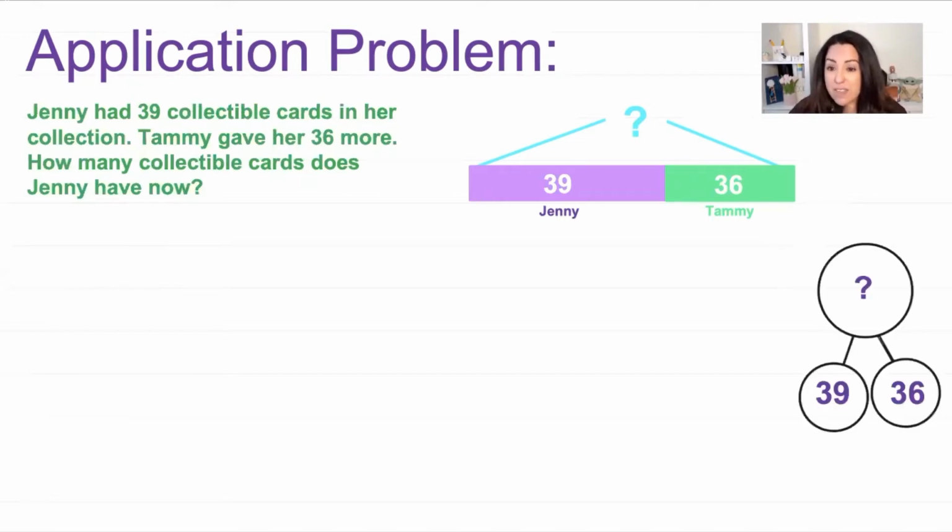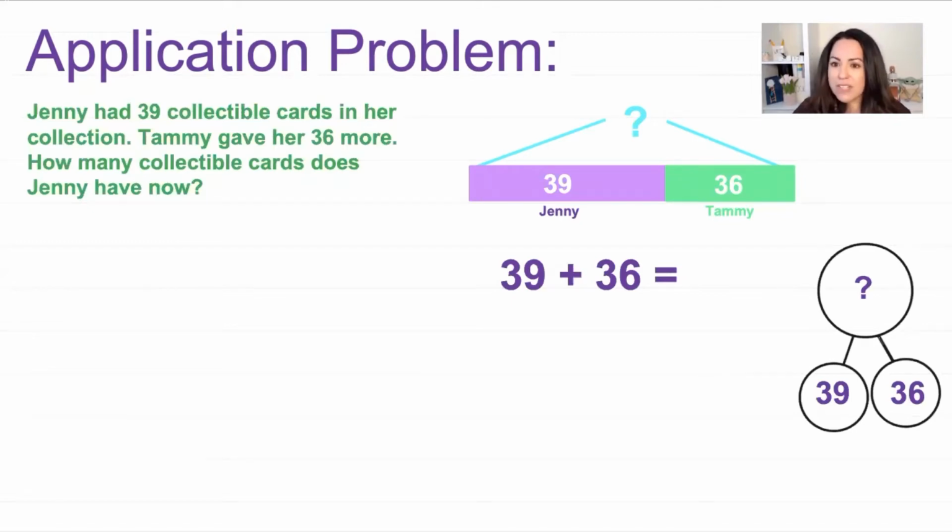Well, I can solve that by also using a number bond, which would look like this. So you can see that I have two parts and I need to find the whole. So if I have two parts and I need to find the whole, that means that I'm going to add. So let's show the number sentence, 39 plus 36.